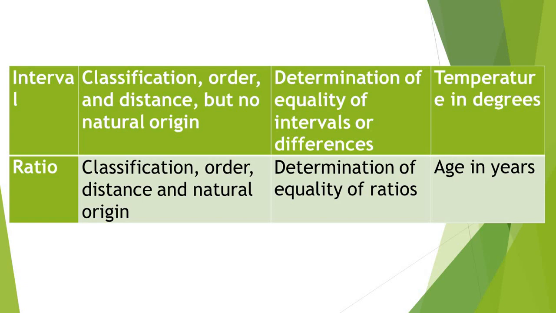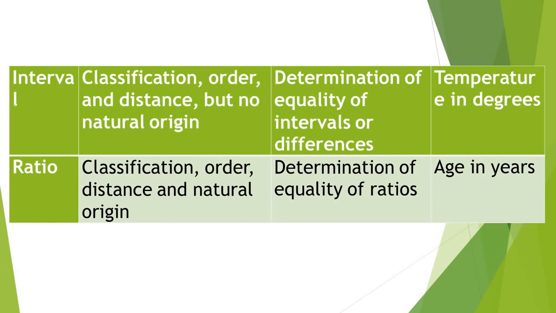Interval has a classification, order, and distance but no natural origin. Examples of this are temperature in degrees, scaling, history, weight, height. So it is interval.